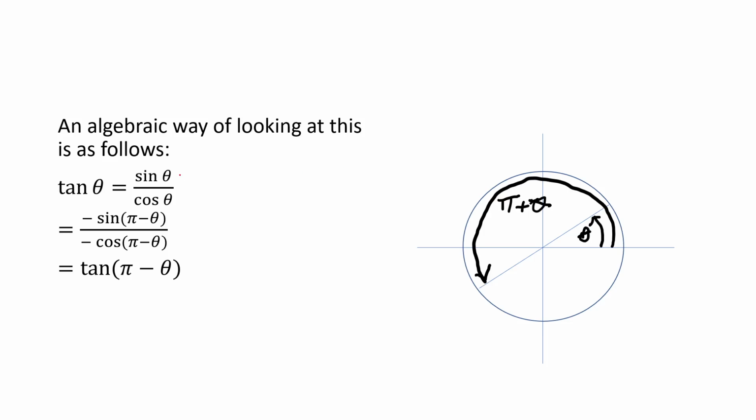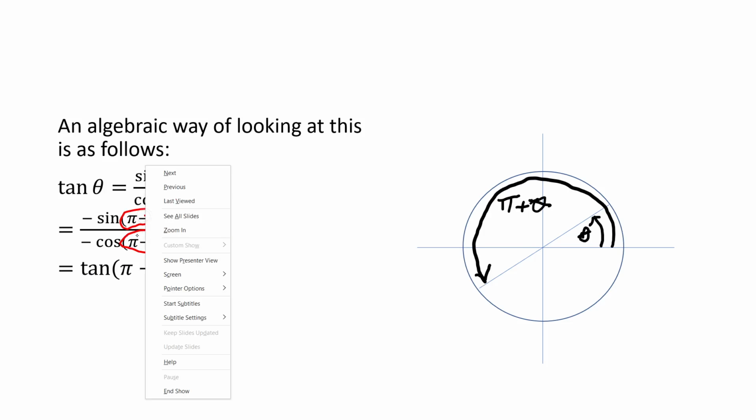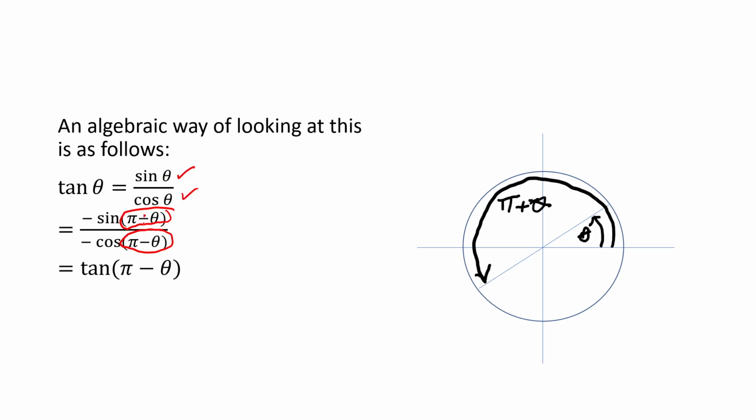The tan of theta is equal to the sine of theta over the cos of theta. Well, the sine of theta is negative the sine of pi minus theta. The cos of theta is negative the cos of pi minus theta. So we've got the same angle in numerator and denominator. And by the way, these should be plus signs. Okay, a little typo here. These should be plus signs.